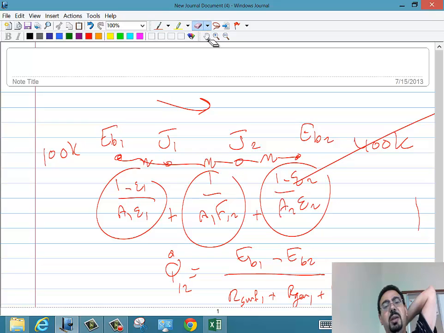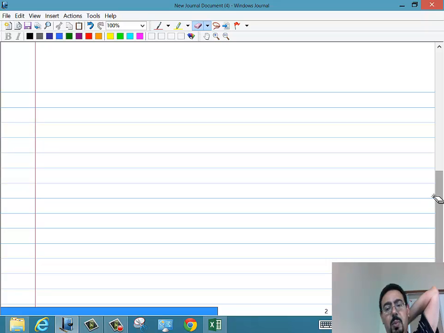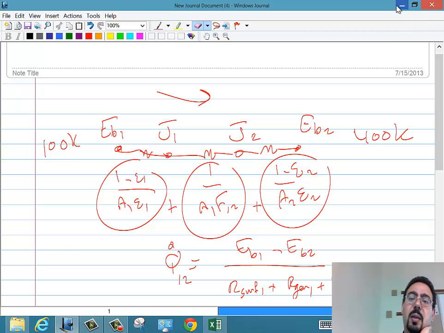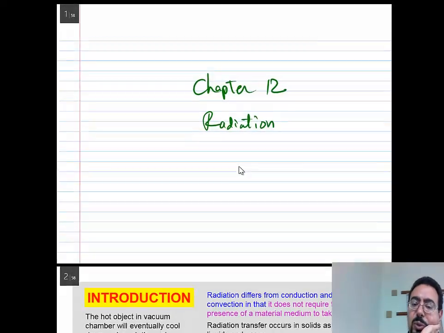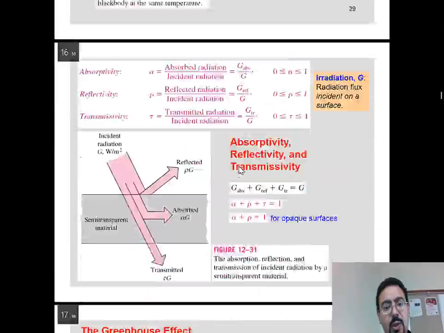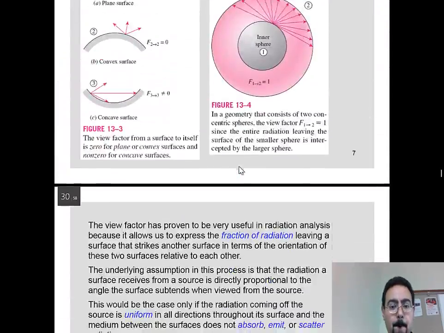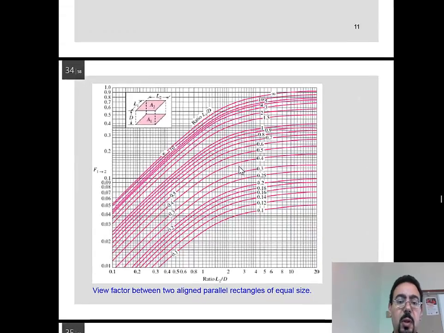Okay? Now what you should think about is how we can calculate those F. This F12, how can we get it? To answer this, it's all geometry, and that's why they did it for us and put it in all those tables. So let's look at some of those tables. For example, here.